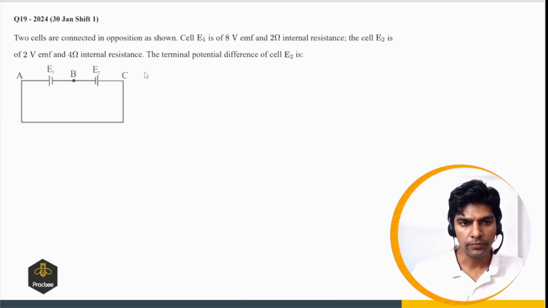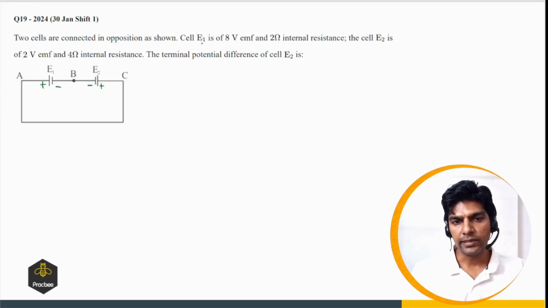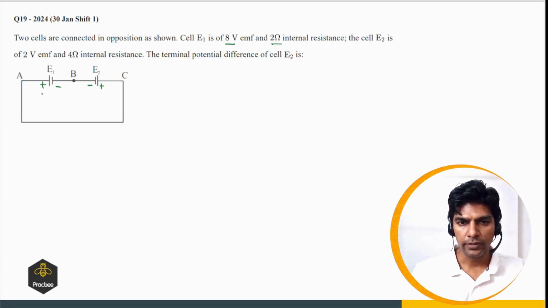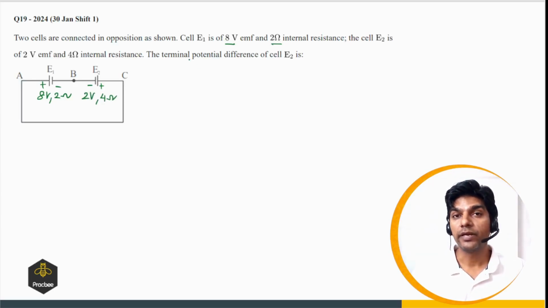Let's see this question. Two cells are connected in opposition as shown. So it is negative positive, it is positive negative. So they are opposing each other. Cell E1 is 8 volt EMF and 2 ohms internal resistance. So it is 8 volt and 2 ohms, and the cell E2 has an EMF of 2 volts and the internal resistance is 4 ohms. Now we have to find the terminal potential difference across E2.